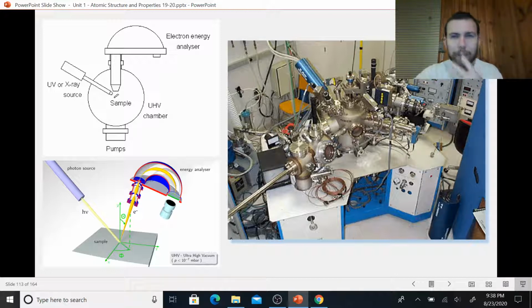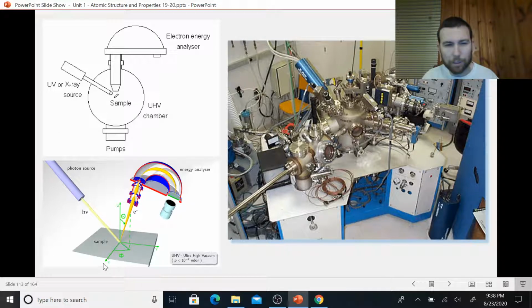Now, here is the machine that you're going to run PES through. It looks really complicated, right? Like there's lots of chambers, there's lots of cores, there's lots of wires, it looks like there's a lot of stuff going on there. Now, if we just break it down, simply what it's doing, we've got these two graphics over here. One part is going to be your light source or your photon source. So here we've got our UV or X-ray source.